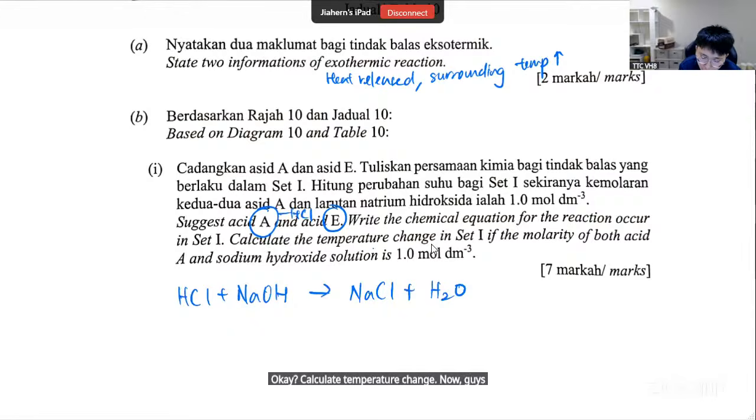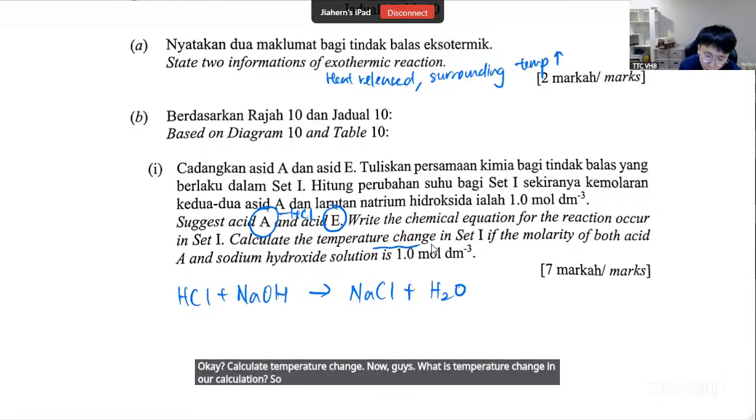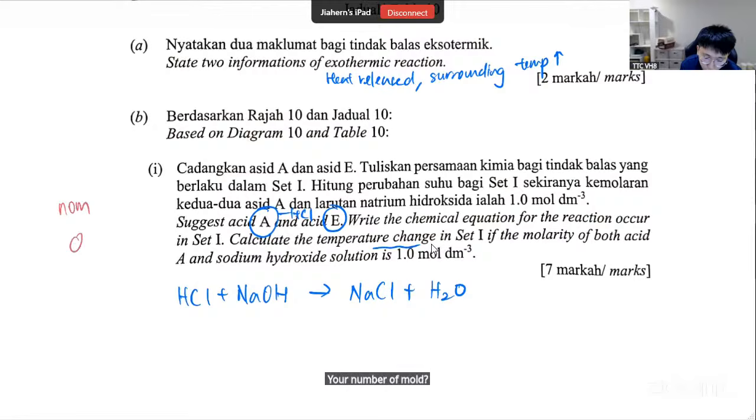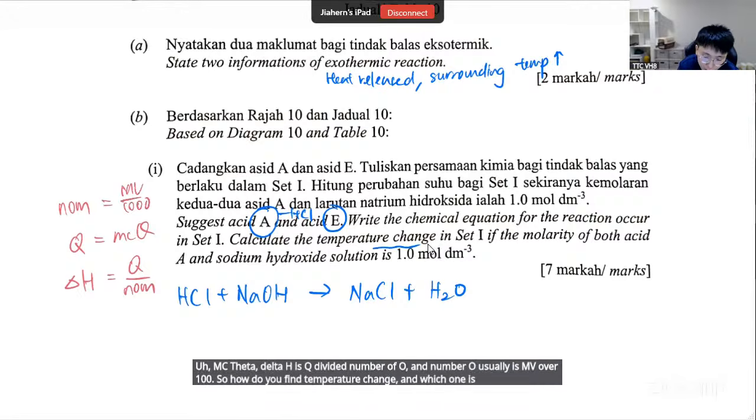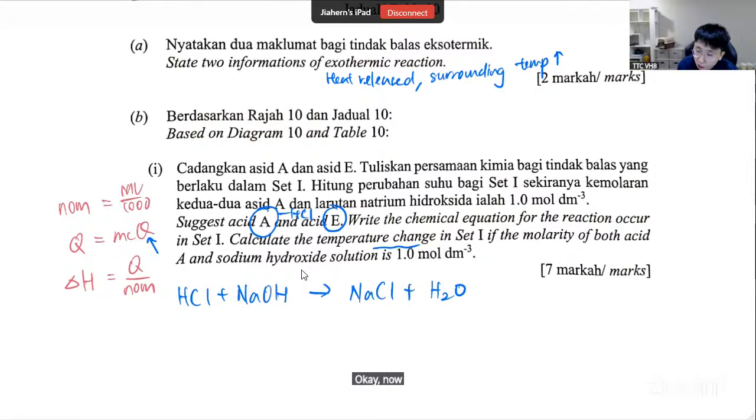Can calculate temperature change. Guys, what is temperature change in our calculation? For heat of reaction, we have 3 formulas: number of mole, Q, and delta H. Q is mc theta. Delta H is Q divided by number of mole, and number of mole is usually MV over 1000. So how do you find temperature change? It is to find your theta.